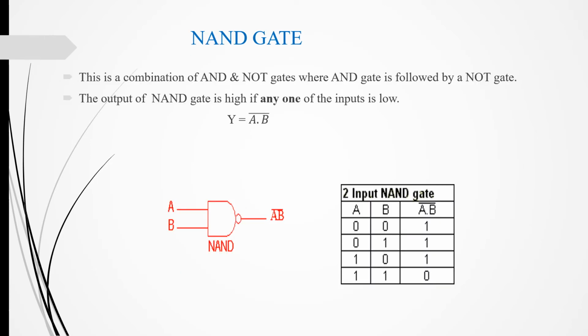NAND gate is a combination of AND gate and NOT gate, where AND gate is followed by a NOT gate. The output of NAND gate is high if any one of the inputs is low. So here you can see output equation of NAND gate, Y is equal to A into B bar. This is symbol of NAND gate and this is truth table of NAND gate. The small circle shows inversion. So in NAND gate, if any one input is 0, its output is 1. When all inputs are 1, then only its output is 0.